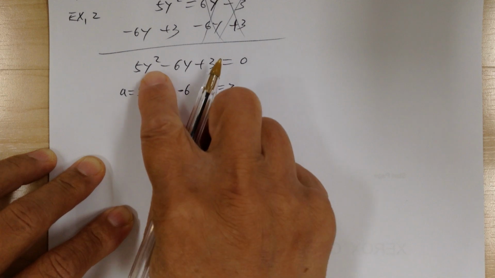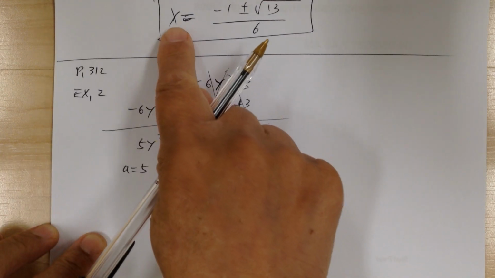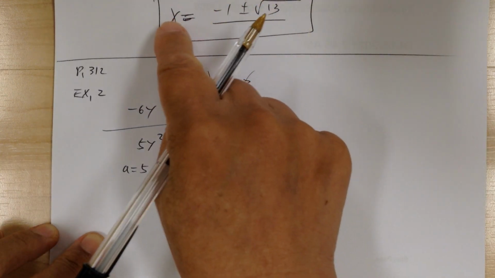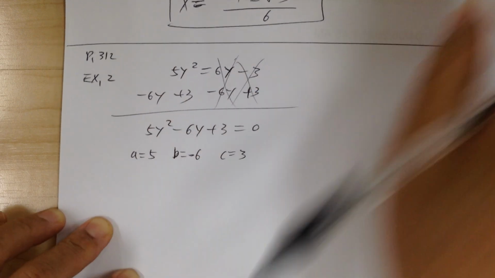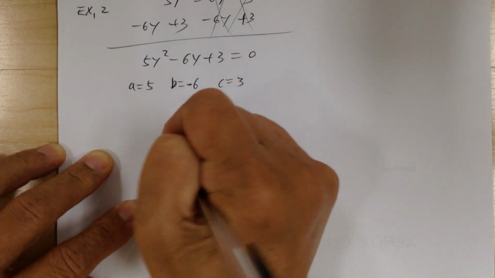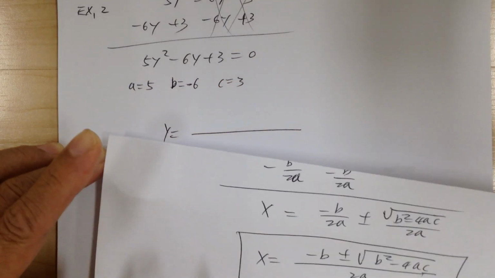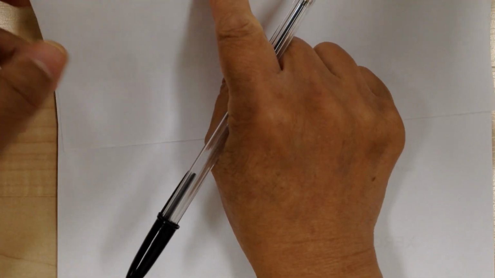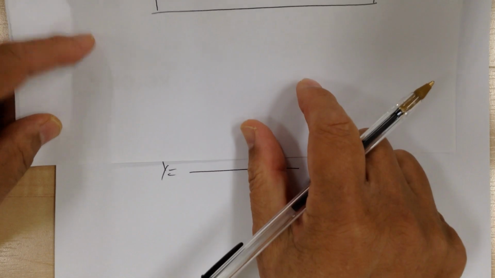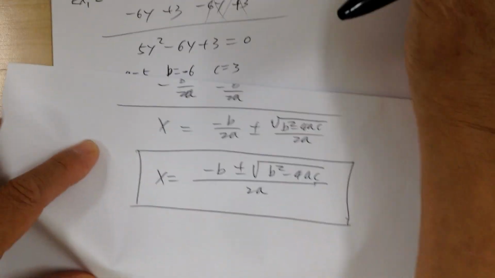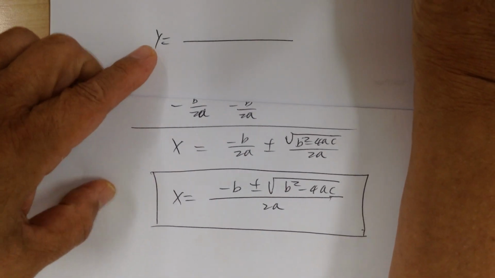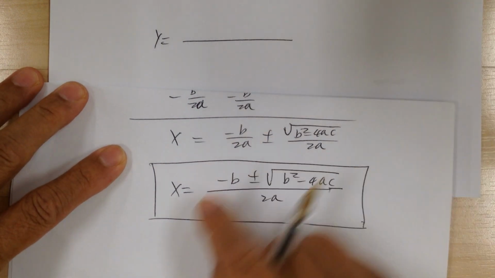Okay, so now since you're solving for y, be flexible with your variable. Okay, so if it's x, you solve for x. If it's y, you're going to get y equal to, again, here's your formula. So you can be flexible with your variable. So right now the variable is y, so we're going to use the y. Okay, so again, here's your formula.